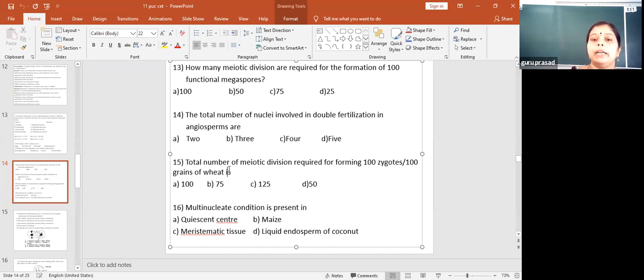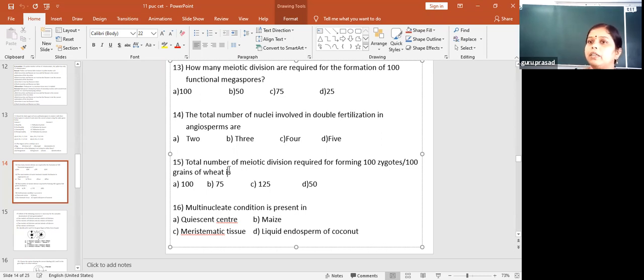Question number 60. Multinucleate condition is present in. Where is the multinucleated condition? Quotient center, maize, meristematic tissue, and liquid endosperm of coconut. I told you, liquid endosperm consists of many nuclei which are not followed by cell division. So free nuclei appear in the liquid inside the tender coconut. If you know that, we can easily answer this. Multinucleated condition is present in liquid endosperm of coconut.